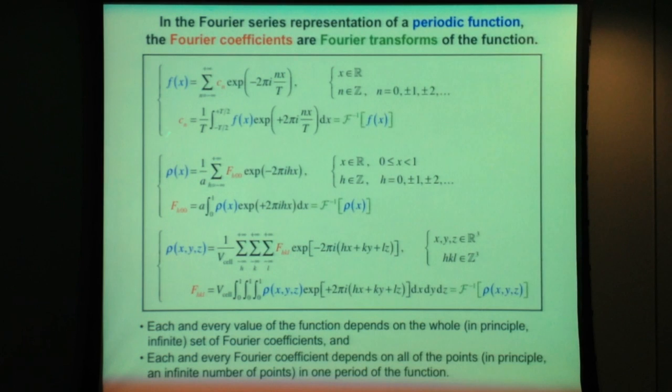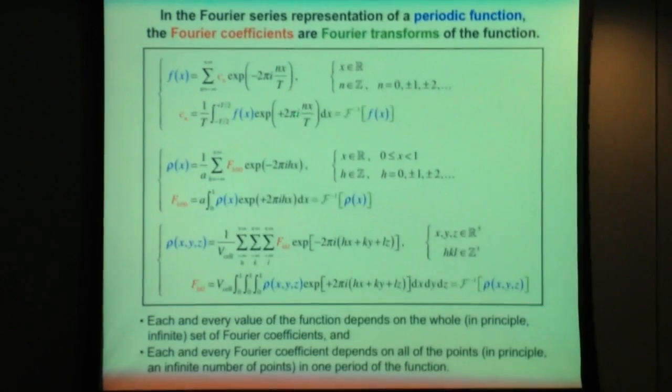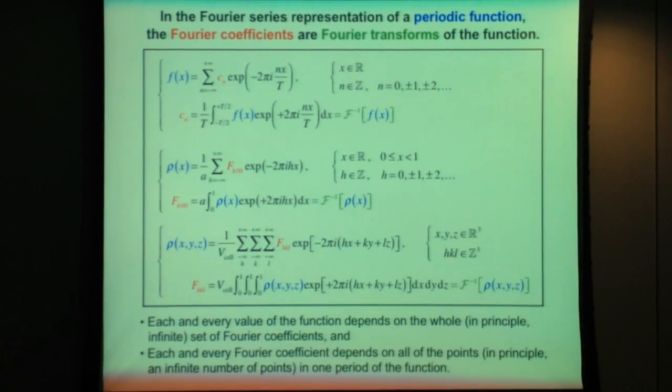So the point is that in the Fourier series representation, the coefficients of each of these infinitely many terms are Fourier transforms of the function we're seeking. So for each n value, we have an integral over the period from minus, let's see, here we've called the period T rather than L. Maybe because I made this slide earlier. But in any event, the period here is T.